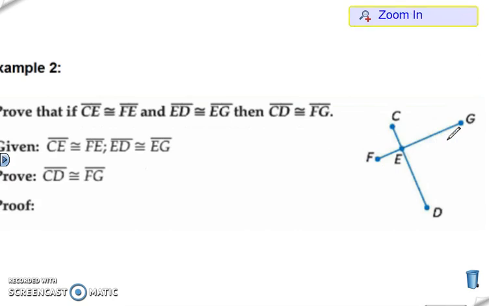So what we're going to do is look at what was given. We are told to prove that if CE is congruent to FE and ED is congruent to EG, then CD is congruent to FG.